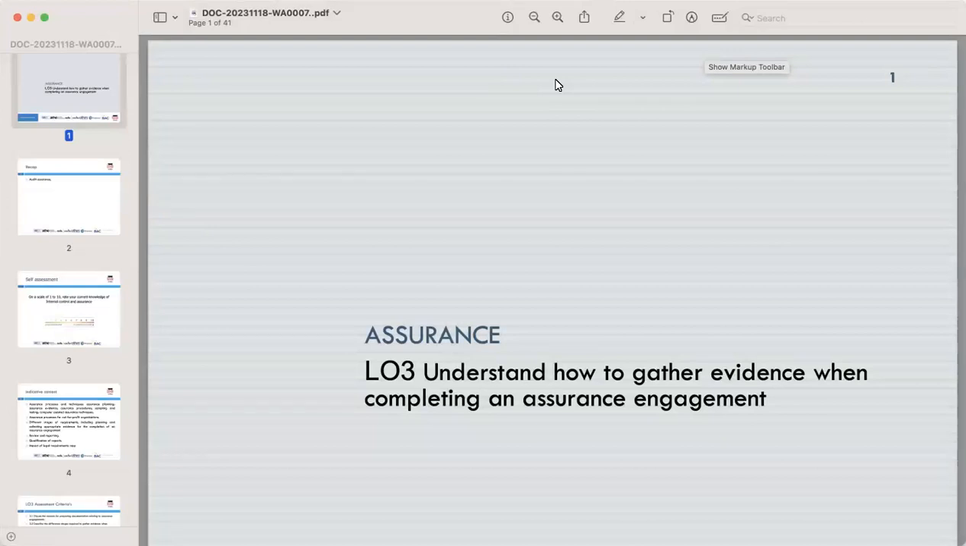Today we are discussing assurance engagement, specifically focusing on important aspects: gathering evidence and ensuring that information in a report or financial statement is reliable and accurate.